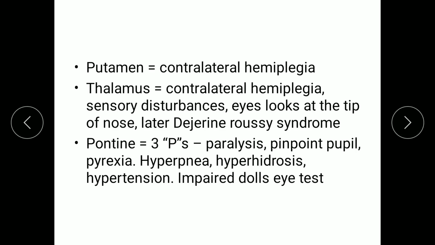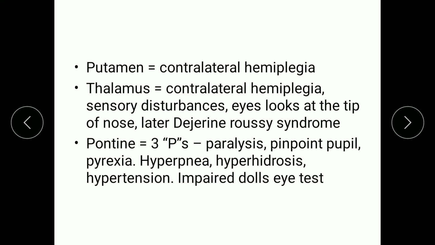In putamen hemorrhage, patient will be having contralateral hemiplegia due to the compression of the internal capsule which is nearby the putamen. And in thalamic hemorrhage, patient will have contralateral hemiplegia along with sensory disturbances, like patient will have lost all forms of sensation in the opposite side of the body, and the eyes look at the tip of the nose. Though the patient presents with loss of sensory modalities, later the patient can develop burning sensation in that particular side of the body, which is called as Dejerine-Roussy syndrome, a complication of thalamic hemorrhage.